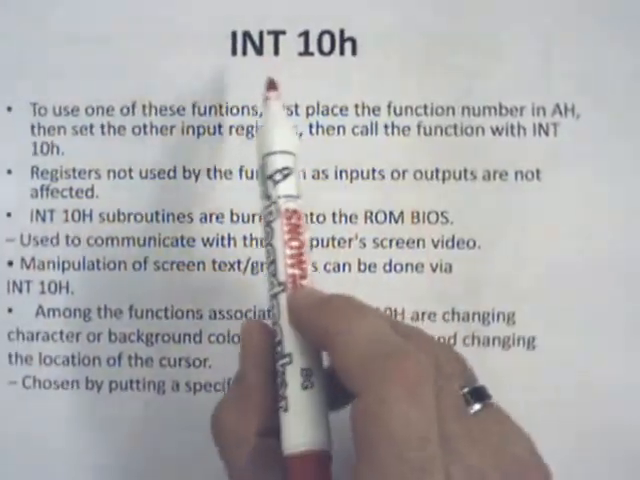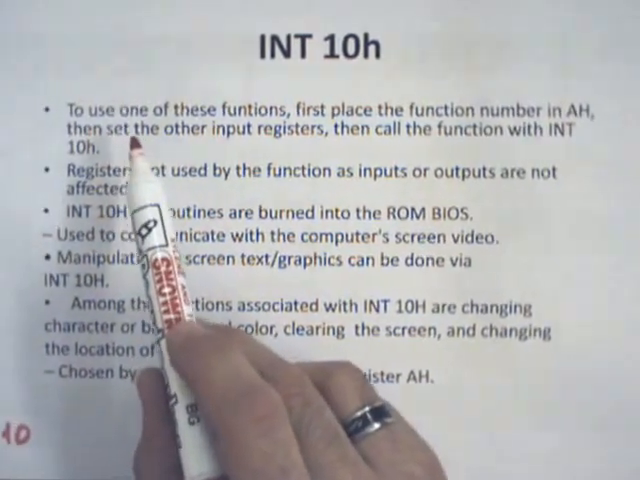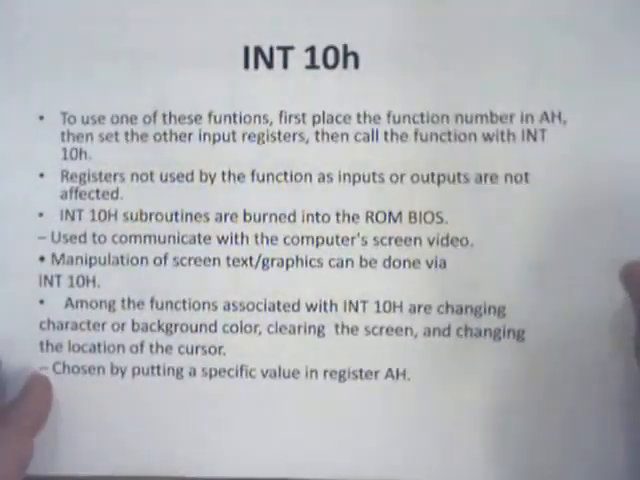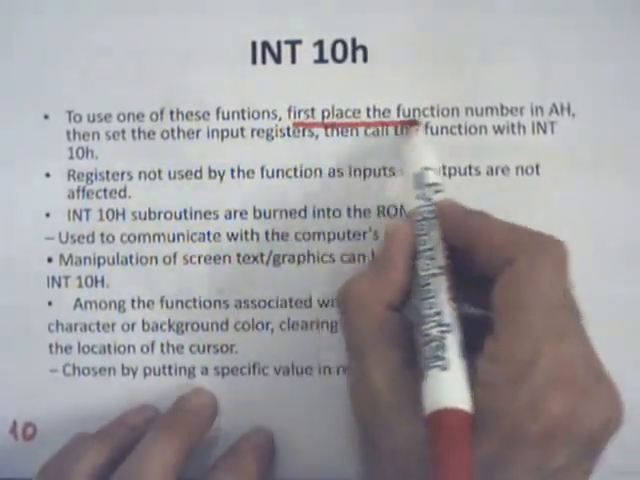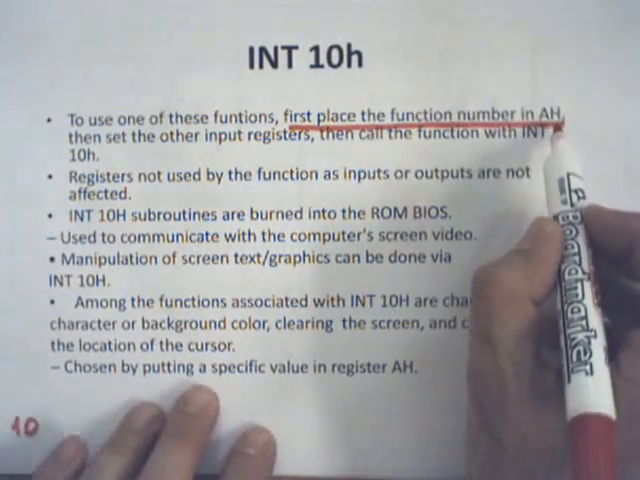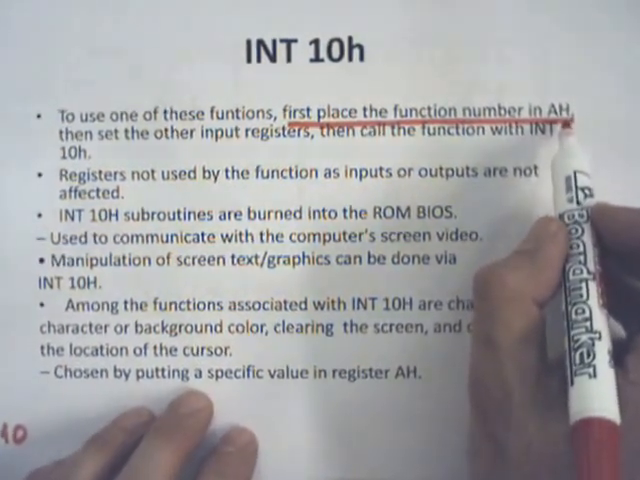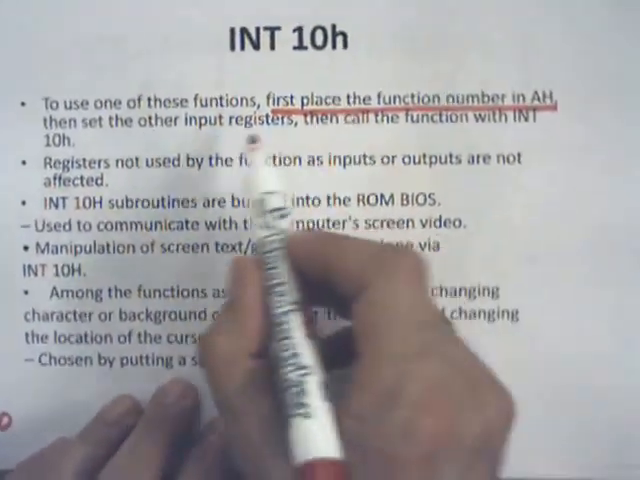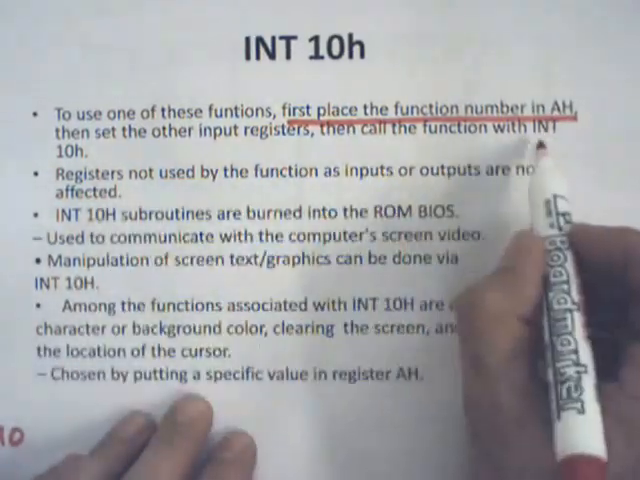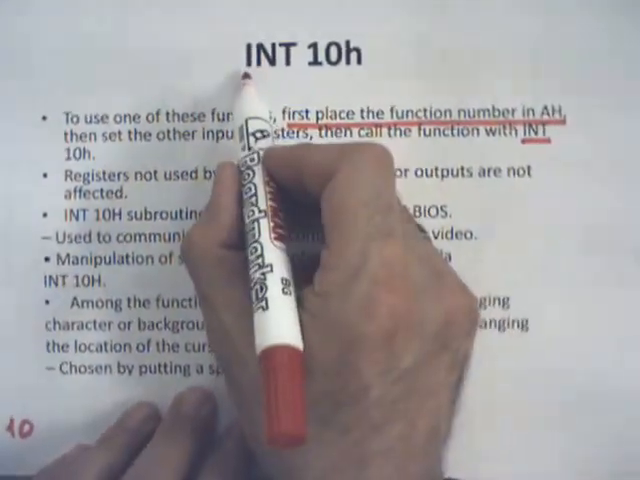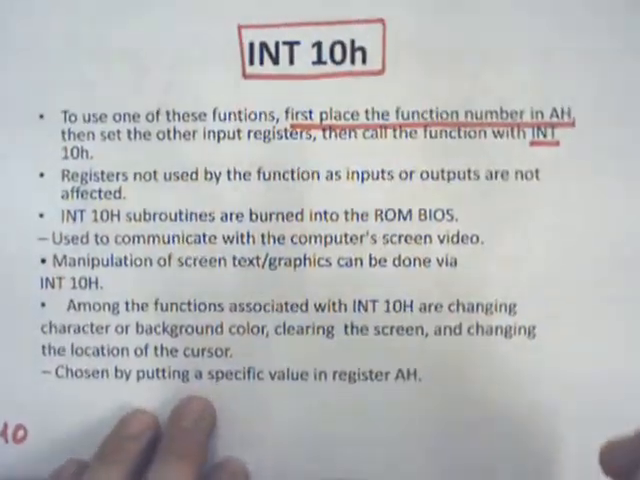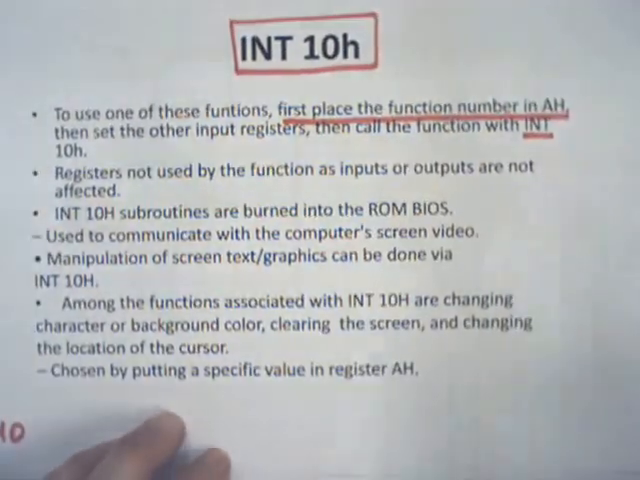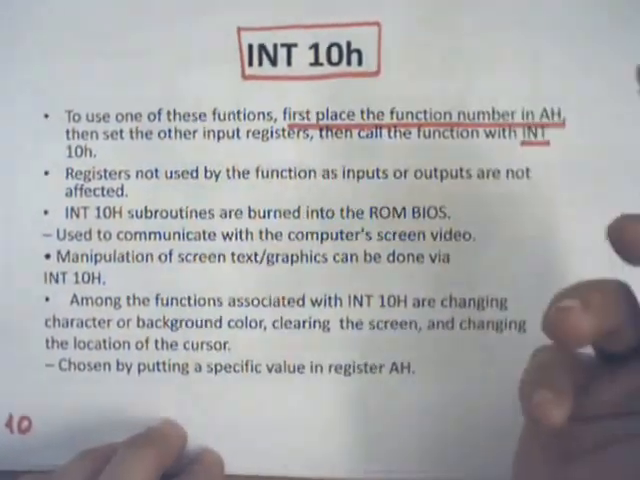So the first one, interrupt 10 hex, which is related to the video services. In the first place, some numbers should be placed in the high byte of the AX register, then according to the function other registers are set, then the line containing this, in the program segment, calling this line performs the subroutine for this interrupt for video services.